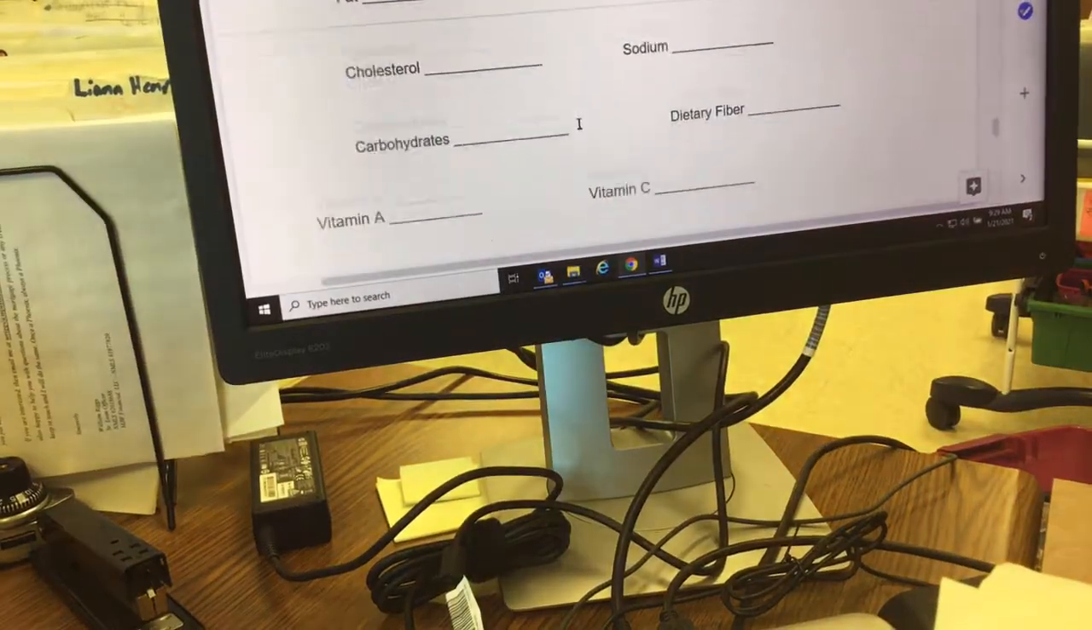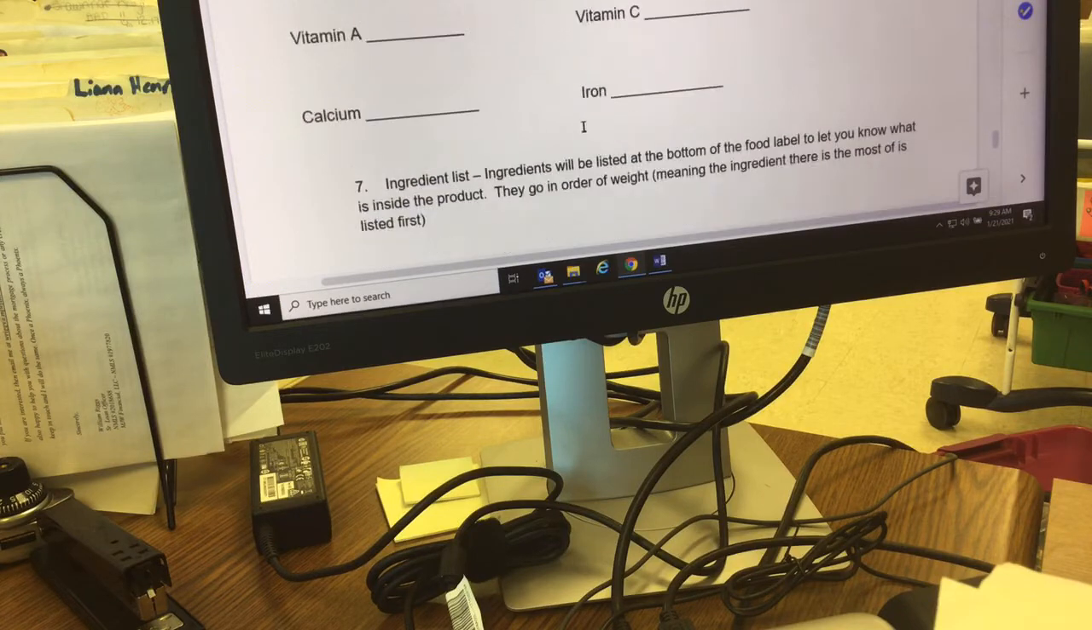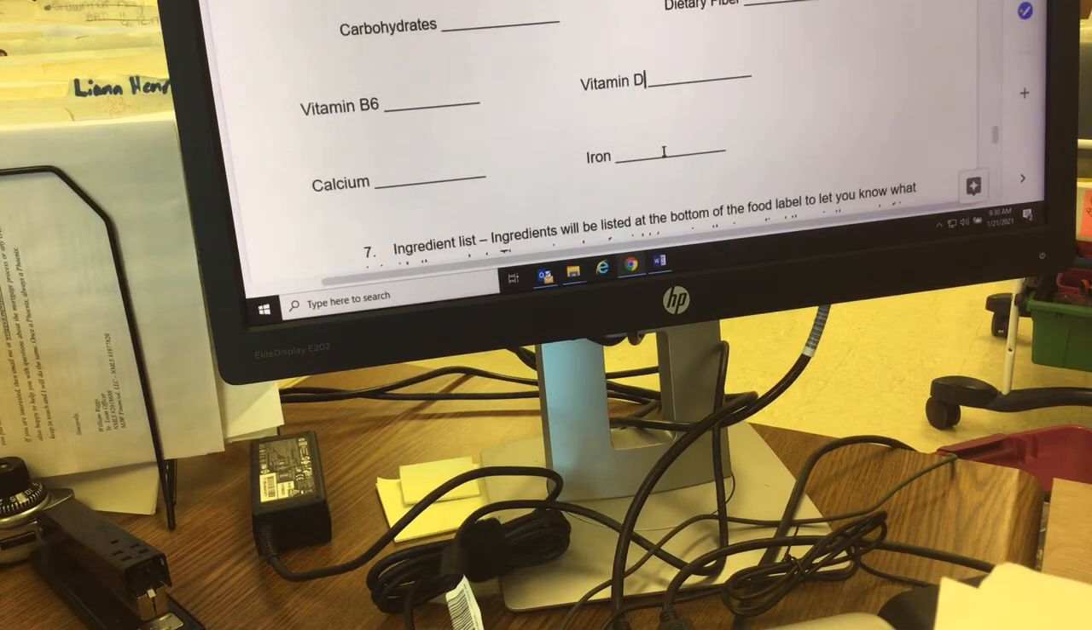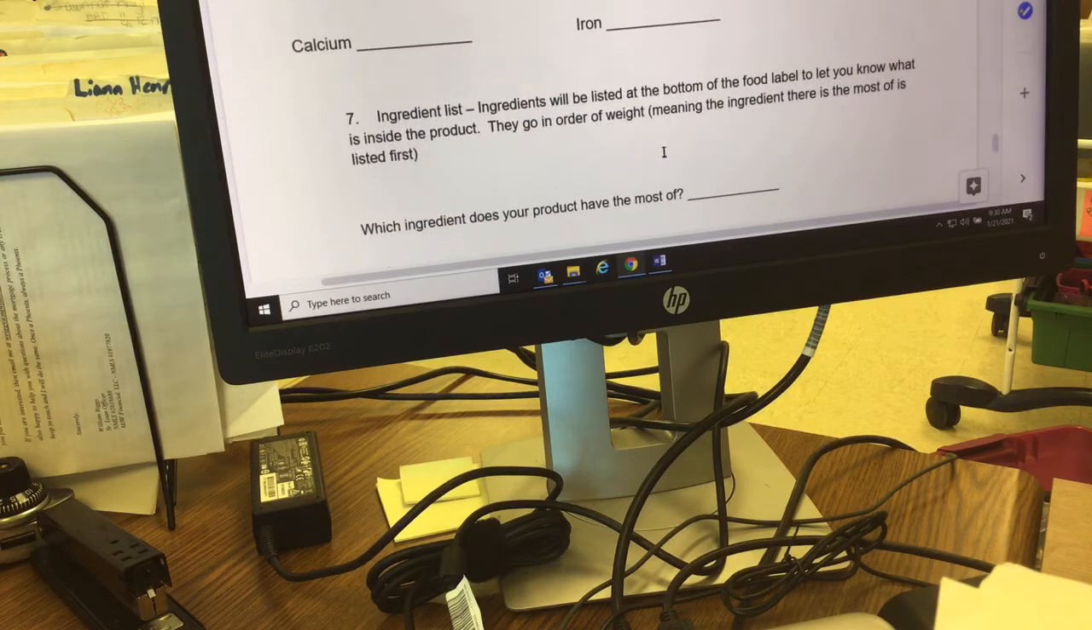All right, so you're filling in those percent daily values, and there's a bunch of them on there, so you just kind of look through those. Again, I'm gonna change these. If yours lists vitamin A and C and you wanna change it back, that's fine. But if not, then we're going to leave them at vitamin B6 and vitamin D because I know those are on the new labels. Okay.